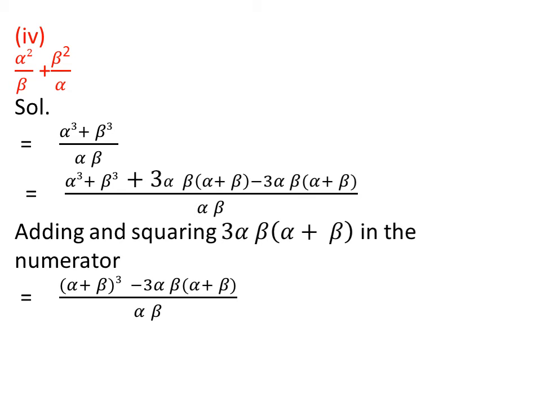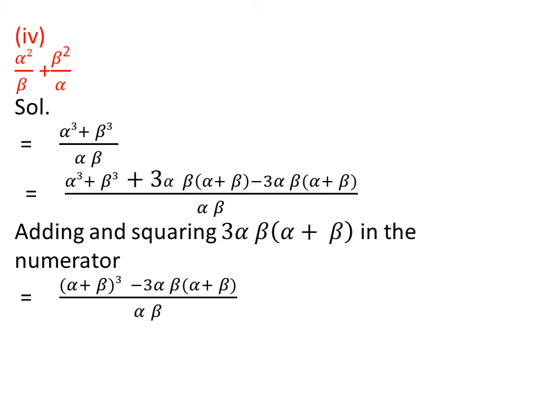Here you can observe that the first 3 terms are the cube of alpha plus beta. So we can write it as alpha plus beta whole cube, and then we will write minus 3 alpha beta into alpha plus beta, and in the denominator we write alpha beta as it is.